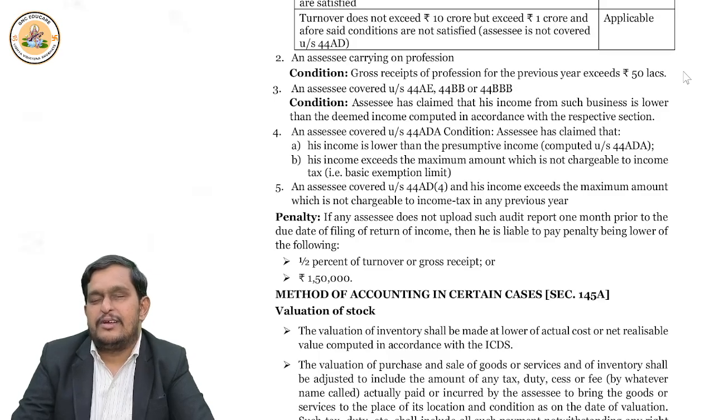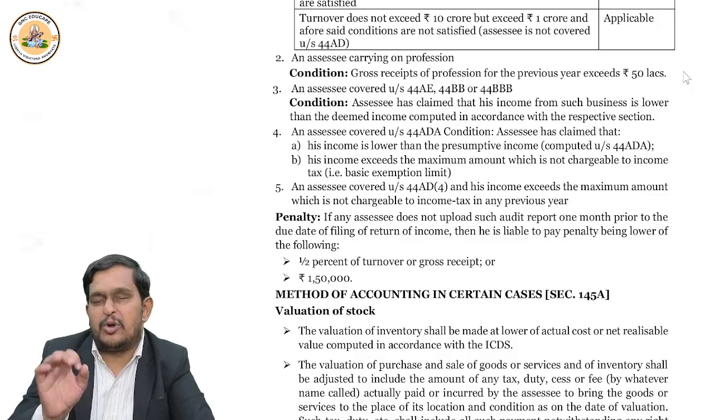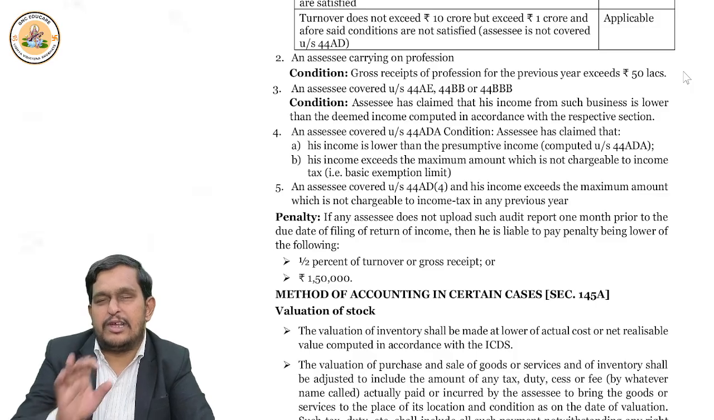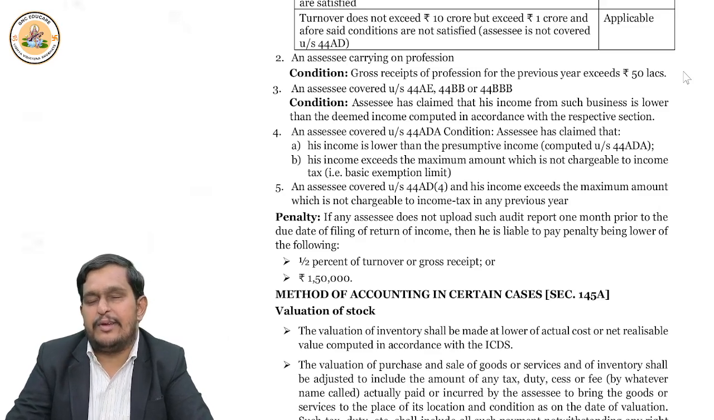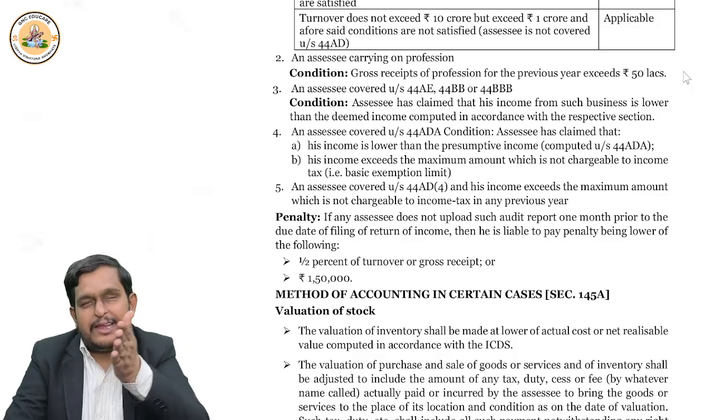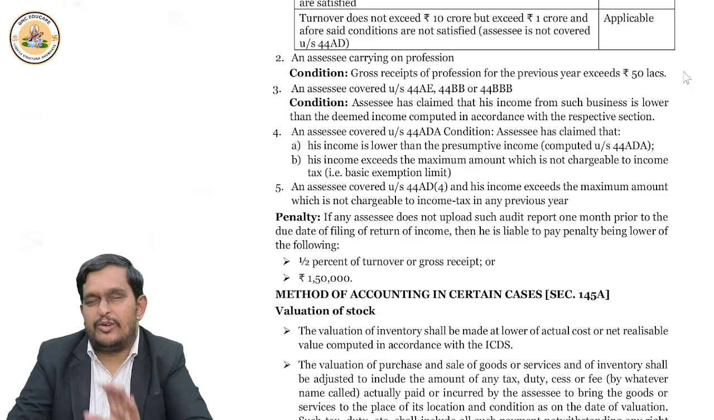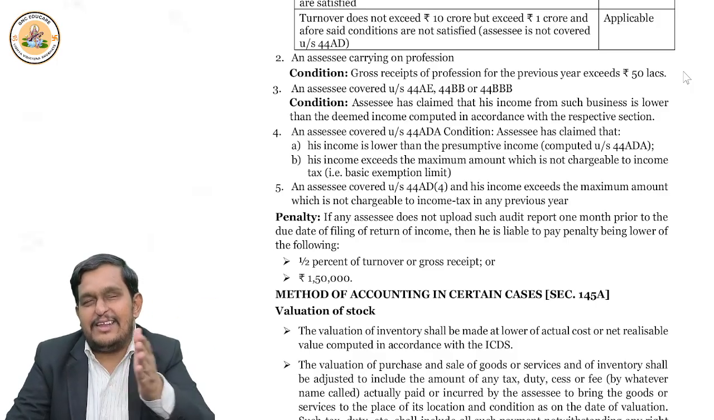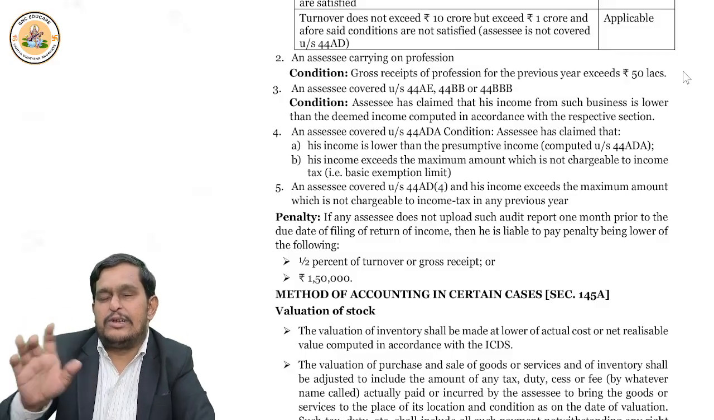But suppose cash receipts or cash payments are just 5% of the total, then definitely remember this, 5% of the total. Then please remember that this 50 lakhs limit is increased to 75 lakhs. That means less than these limits, no need to do tax audit. If your turnover is less than these limits, don't do tax audit. More than these limits, do tax audit.